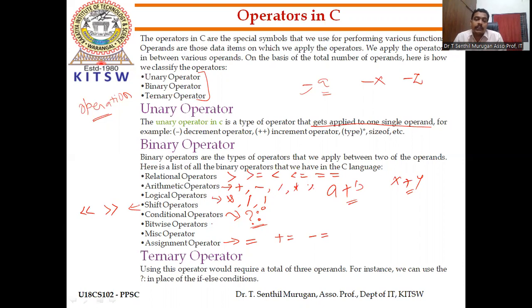Bitwise operators, that we will check: single AND, single OR. These are the bitwise operators. Each bit we have to check, how the AND operation or OR operation will work. Then miscellaneous operators. These are the binary operators. In ternary operators, it will use a question mark with a colon. These three operands will be used. It's like checking if-else conditions. One condition will be there, then the operator checks it. If the condition is true, the first part will work. If the condition fails, the second part will work. Like that, the ternary operator will be used.